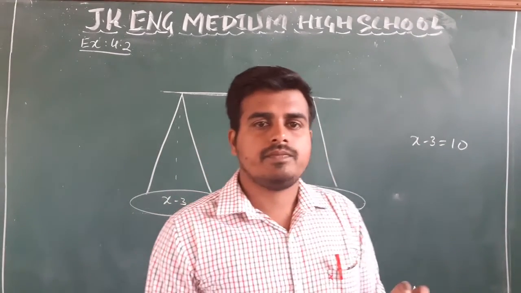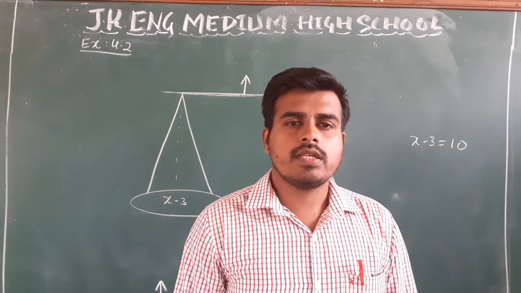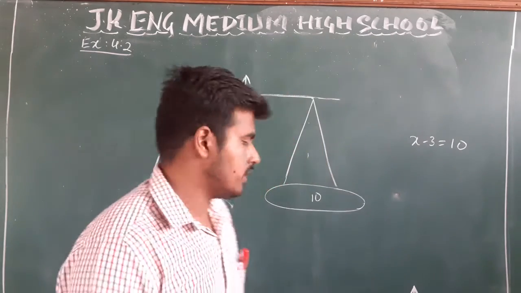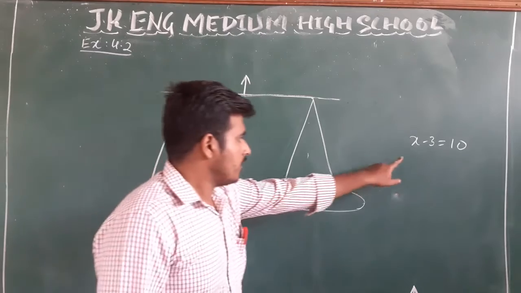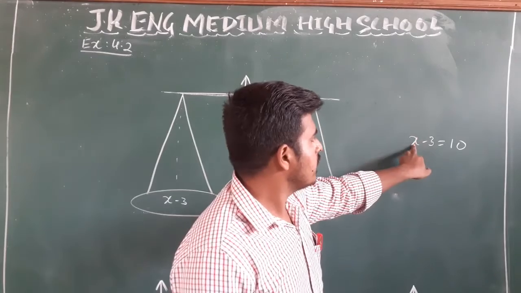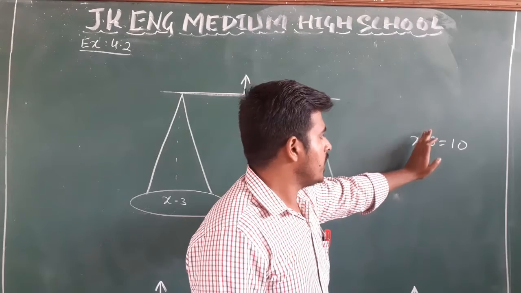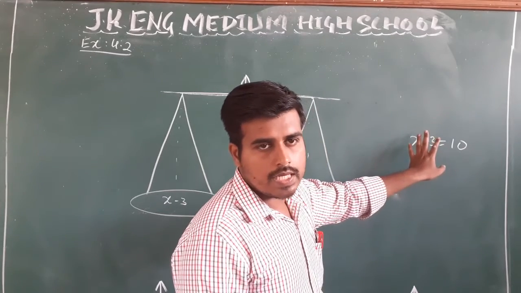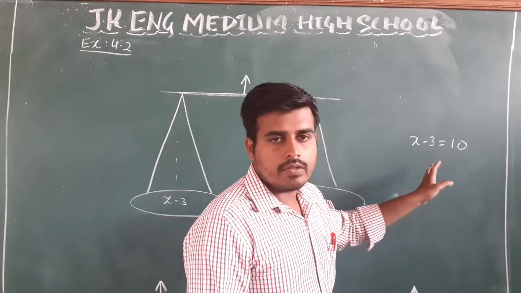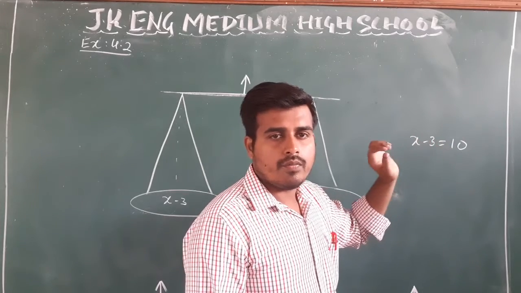There are many ways by which you can find the solution of the equation. The very basic method is separation of variable. Separation of the variable means, you can see here x minus 3 equal to 10. If it is possible to separate this x from the remaining numbers and symbols, then you will get the x and you will get the RHS. Then you can easily find out the value of x. This method is known as separation of variable.